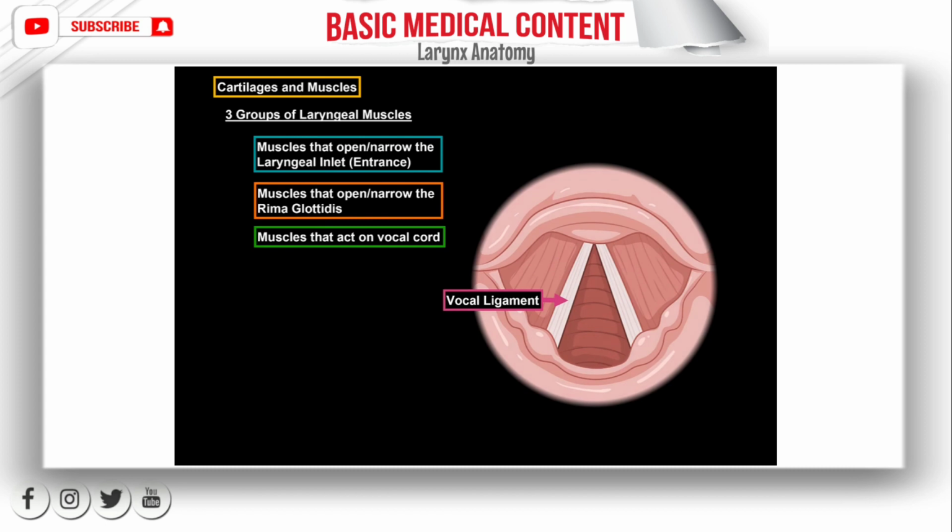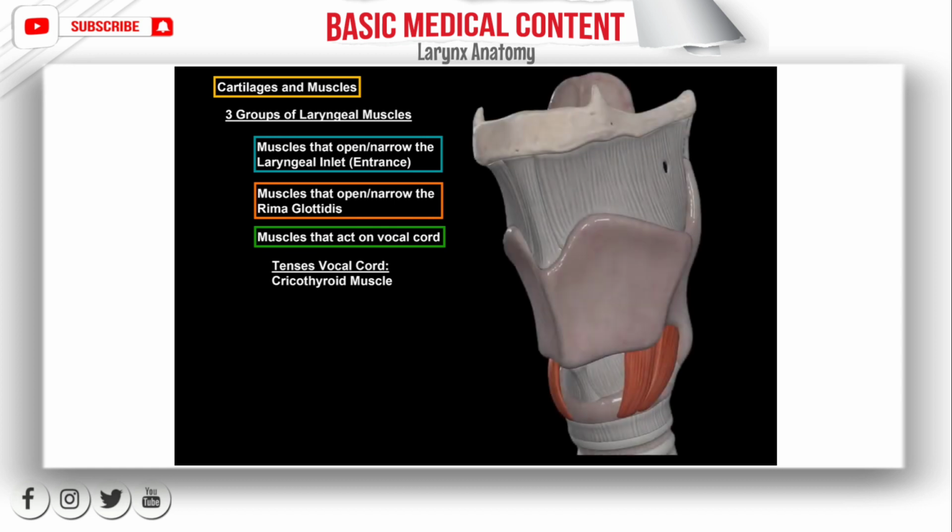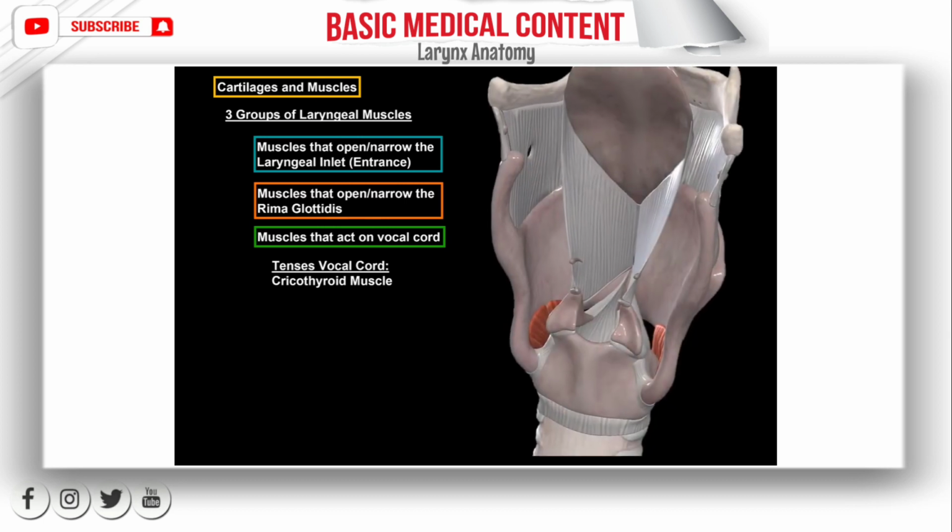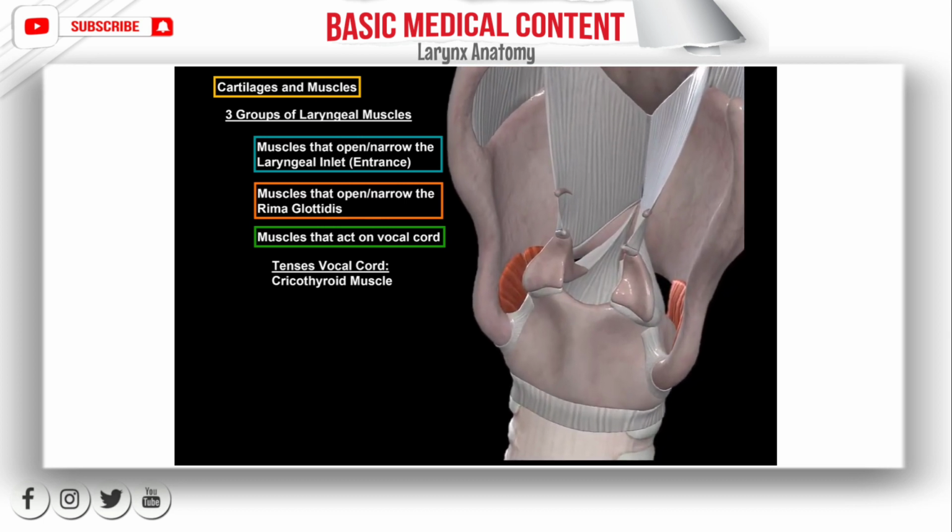There are muscles that tense the vocal cord, such as the cricothyroid muscle. This muscle is situated here, as you see, and when they contract, they pull the thyroid cartilage to the front, tensing the vocal ligaments. So if you look posteriorly and zoom in a little bit, when the thyroid cartilage moves forward, the vocal cord is tensed.